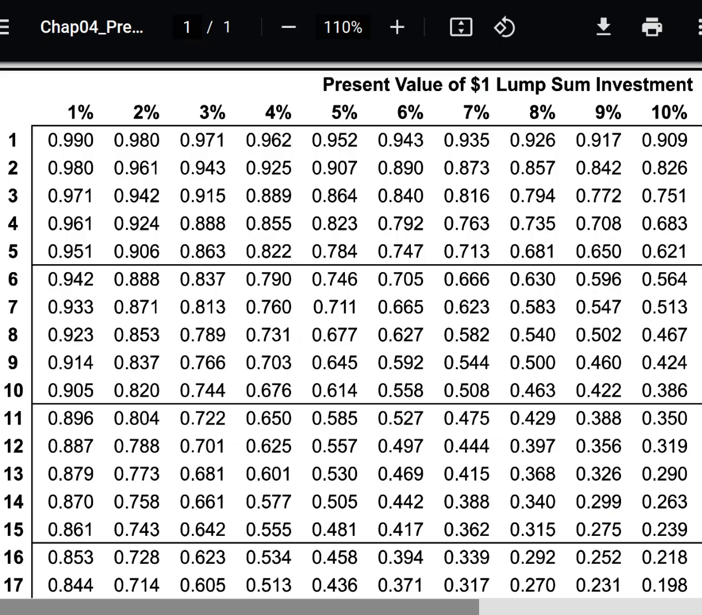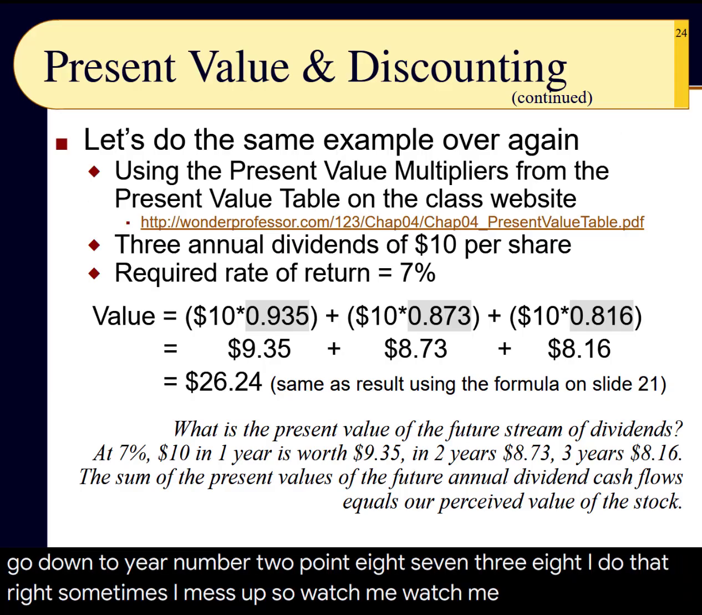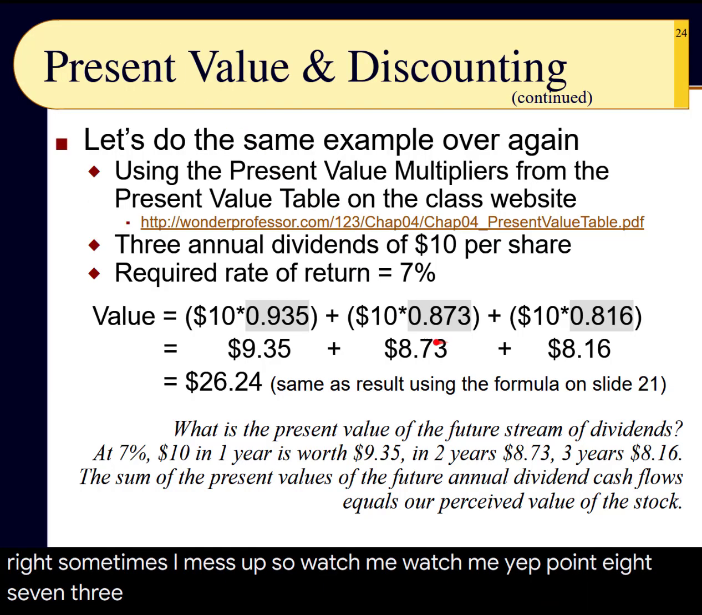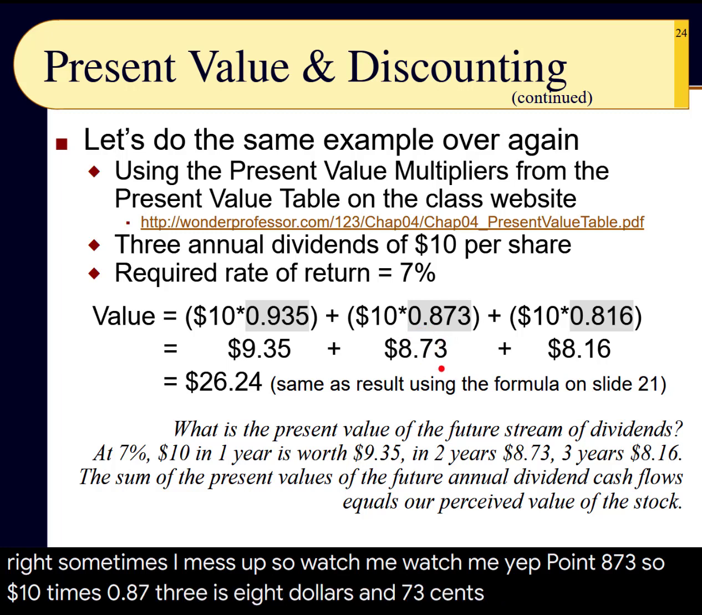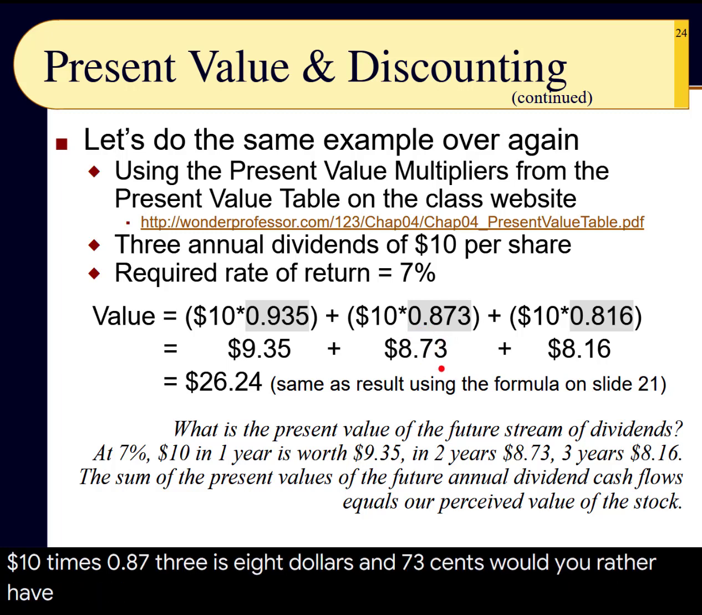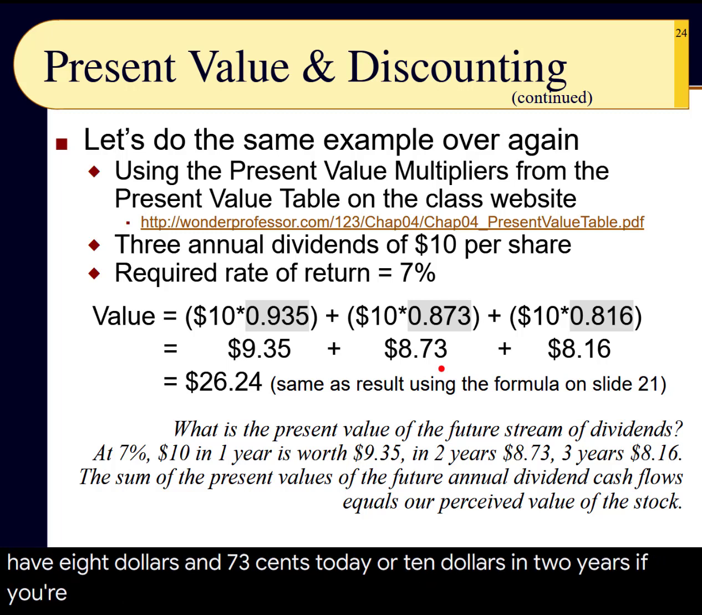The second year, it's 0.873. Where did we get it? From the table. Go down to year number 2, 0.873. Did I do that right? Sometimes I mess up, so watch me. Yep, 0.873. So $10 times 0.873 is $8.73. Would you rather have $8.73 today or $10 in 2 years? If your required rate of return is 7%, they are the same.